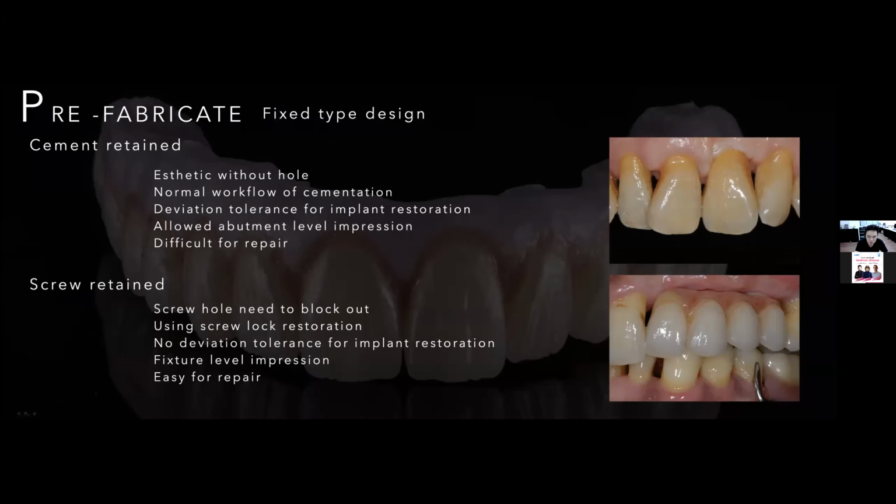When you use the cement retain restoration, sometimes the case may have problems like chipping in the patient's mouth. For us, to repair it is very difficult because it is the final permanent cement. But nowadays some customers like to use temporary cement to fix the implant restoration.